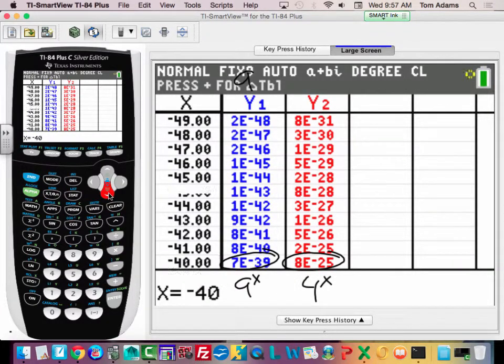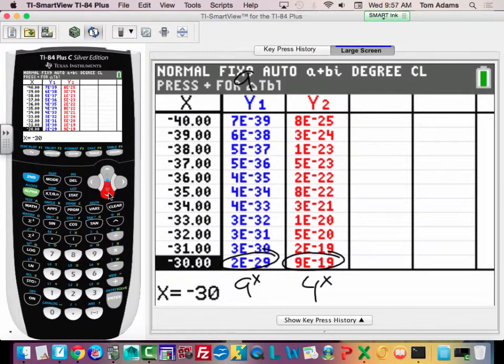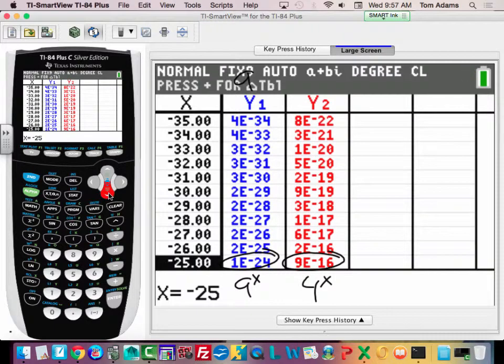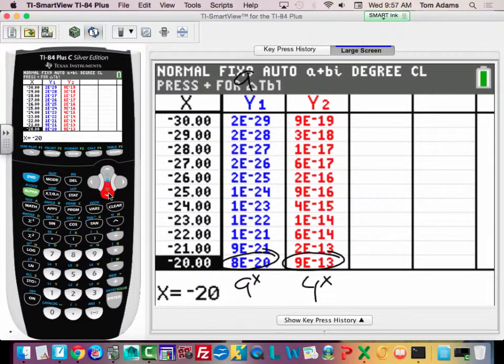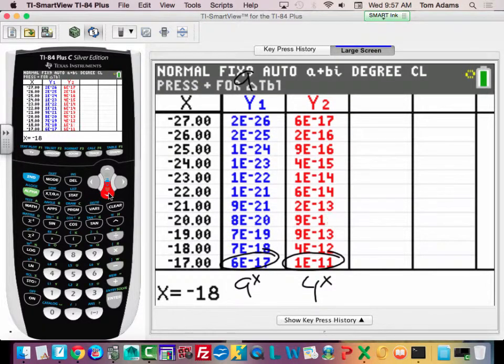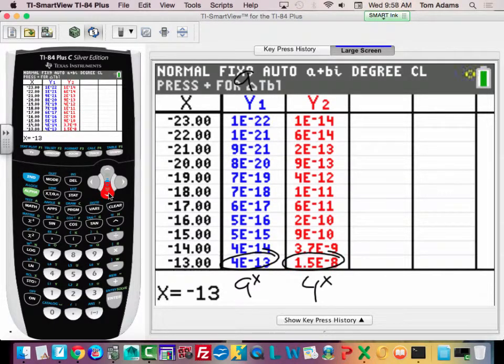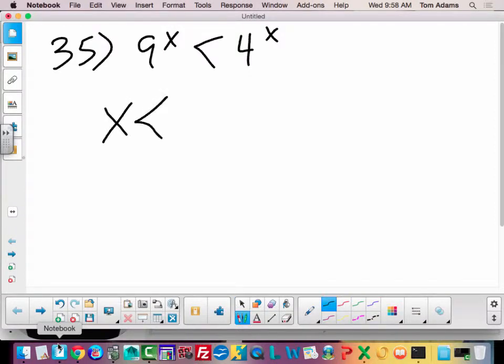And that would make sense, right? Because when I put in a negative value for x, it's 1 over 9 raised to that value. Does that make sense? So I'm just going to let that go for a second. I'm actually going up instead of down, but I'm just verifying where it's at. Okay, does that make sense? So what we're going to say is this occurs when x is less than 0.